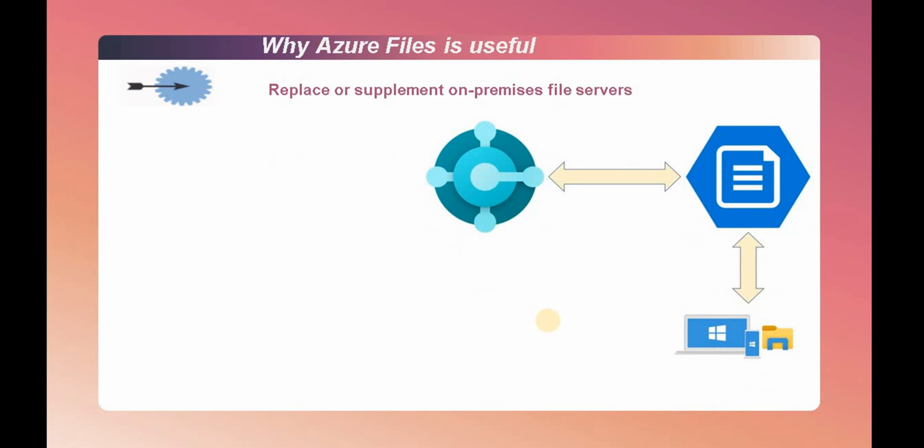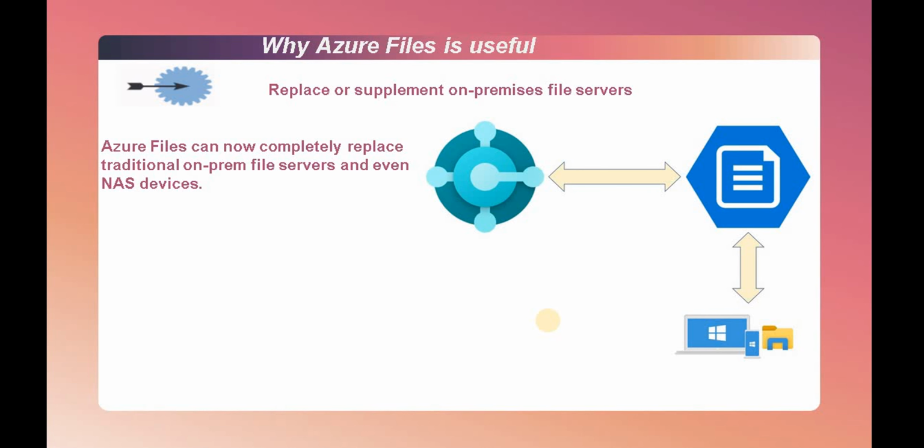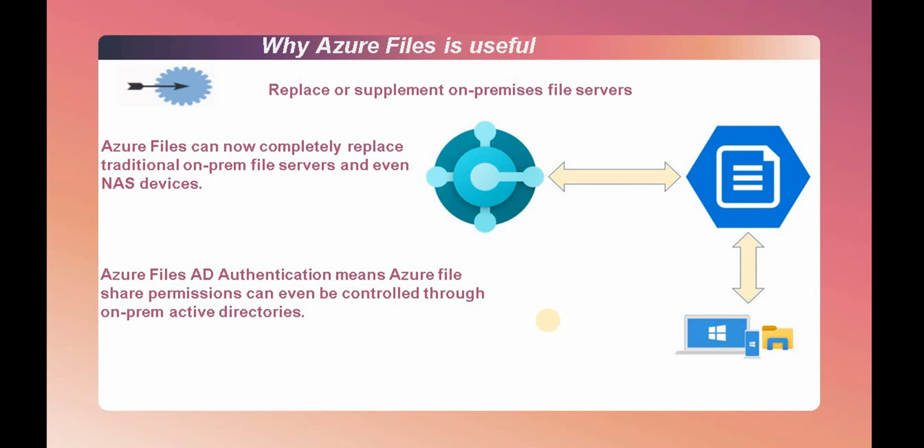Now if we talk about the uses of Azure file, the first is to replace or supplement on-premises file servers. Azure files can be used to completely replace or supplement traditional on-premises file servers or NAS devices. Popular operating systems such as Windows, Mac OS and Linux can directly mount Azure file share wherever they are in the world. Azure file AD authentication means Azure file share permission can even be controlled through on-premises Active Directory.